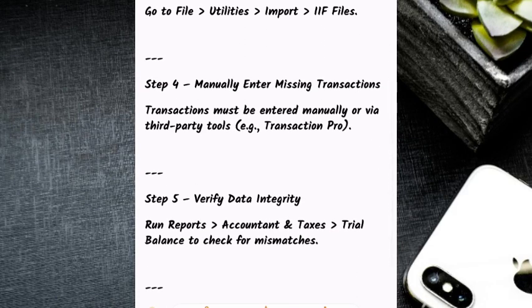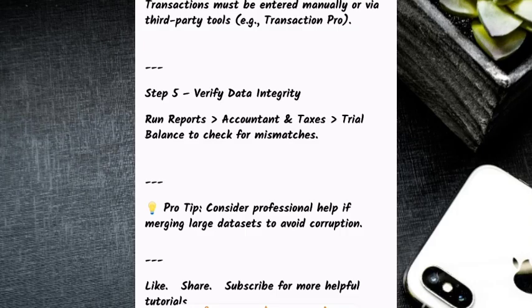The fifth step is to verify data integrity. So run reports, Accountant and Taxes, Trial Balance to check for mismatches. Now a pro tip is to consider professional help if merging large data sets to avoid corruption.